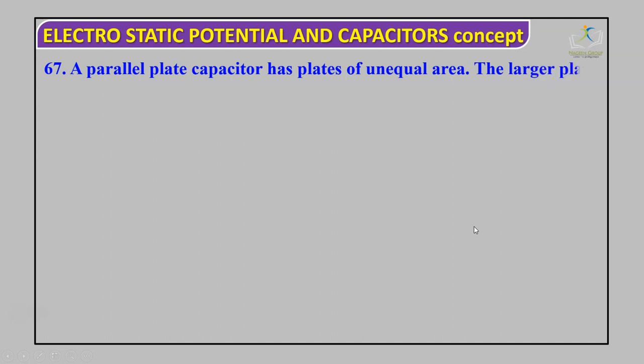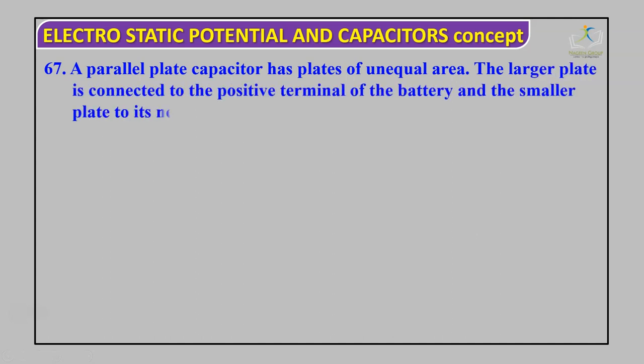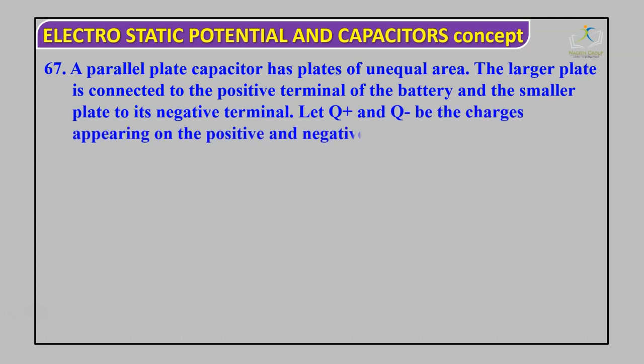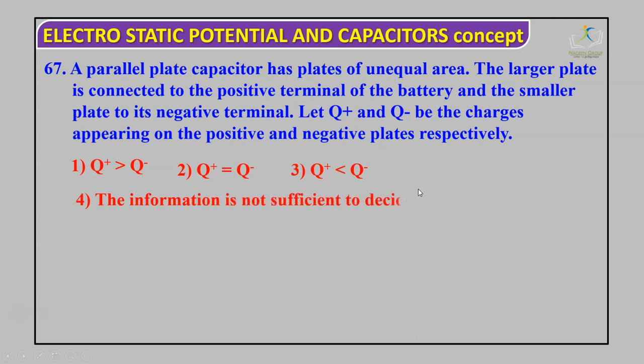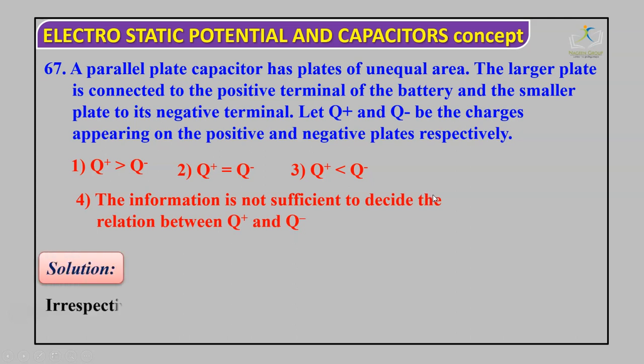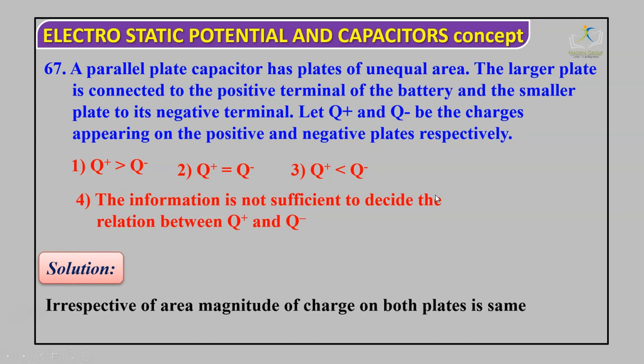Next question: a parallel plate capacitor has plates of unequal area. The large plate is connected to the positive terminal of the battery and the smaller plate to its negative terminal. Let plus Q and minus Q be the charges appearing on the positive and negative plate respectively. Options: plus Q is greater than minus Q, plus Q is equal to minus Q, plus Q is less than minus Q, or the information is not sufficient to decide the relation between plus Q and minus Q. Solution: irrespective of area, the magnitude of charge on both plates is the same. Hence, the correct option is option 2.